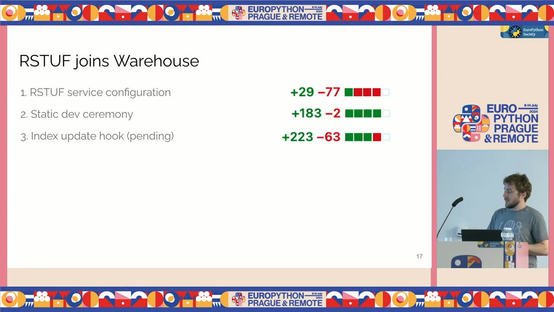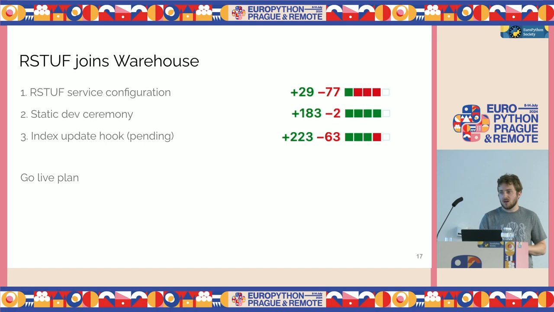And the third one is what actually enables TUF signing, that is adding hooks to all the parts in the code where the index actually changes. When someone uploads to PyPI, when someone removes packages, when packages get yanked, and so on. This is still pending, but it's fully tested, has full coverage. I think it's really good code. Yeah, we're only waiting for the PyPI maintainers to merge it.